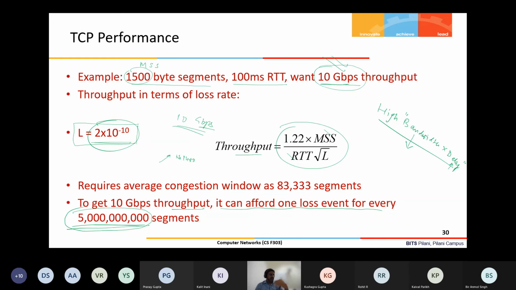Otherwise, again you have to come down to half, and then again you start. Also, it is not like 1 to 4 keeps going; it goes up only to some threshold value, and then you increase linearly, right? So certainly for high bandwidth links, or more precisely, high bandwidth delay product links, TCP is not a good protocol in terms of performance.